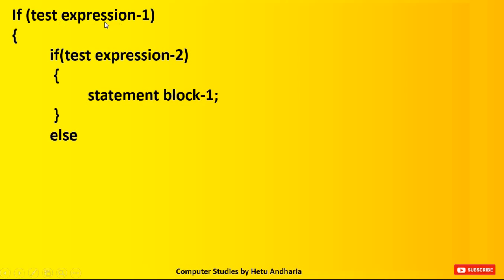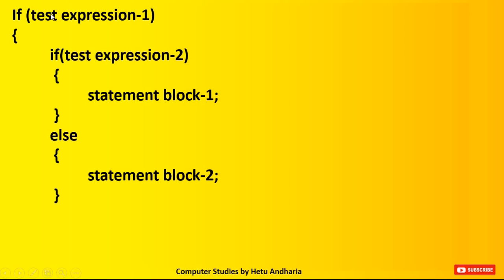Okay, first condition is true, that is you are inside this curly bracket. Now second condition is not false, so you are in the else part of this if-else. Then in else, whatever statement block you have written, that will be executed. Here we name it as statement block 2.